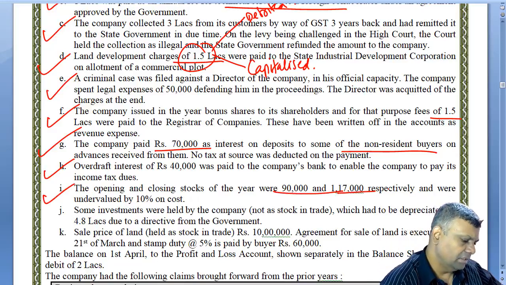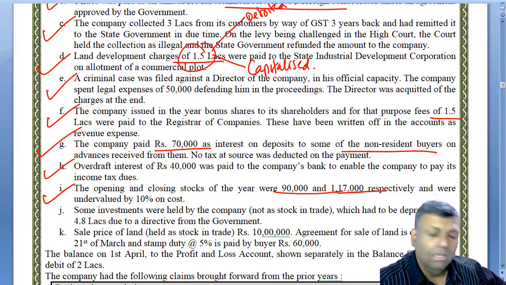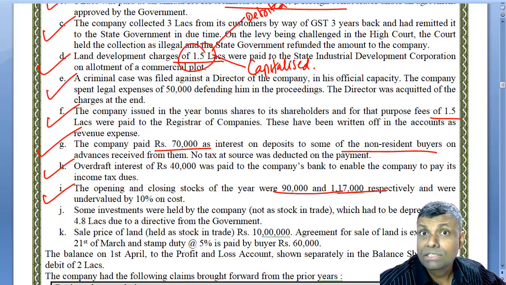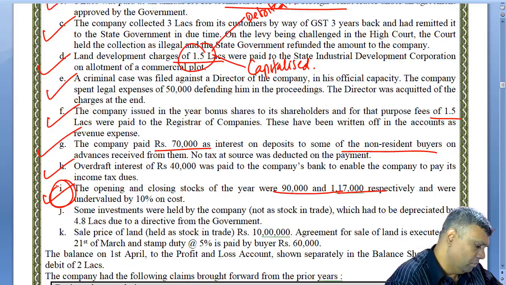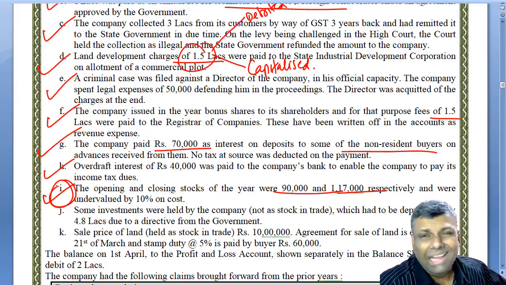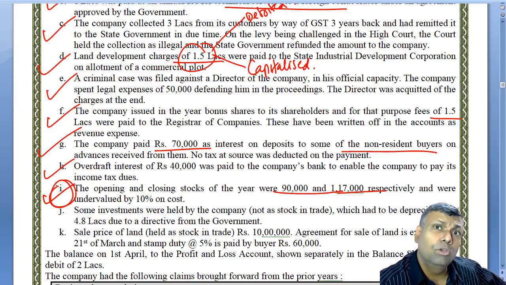The opening and closing stocks of this particular year were undervalued by this much. Here I can have that doubt. But again, here I can also have the doubt that this can be the consistent practice of the company. So for this point, no. For this particular point, I can have a doubt whether my 9 lakh rupees is in compliance with company law. I'm doing undervaluation of the stocks.